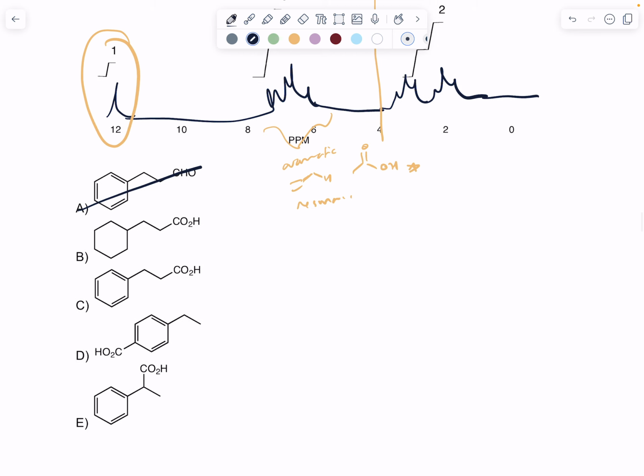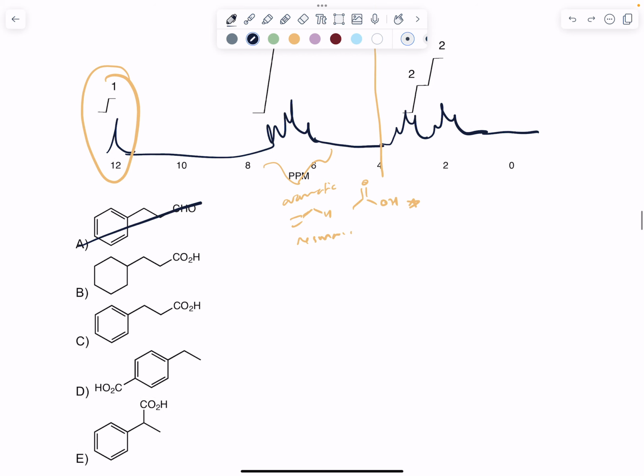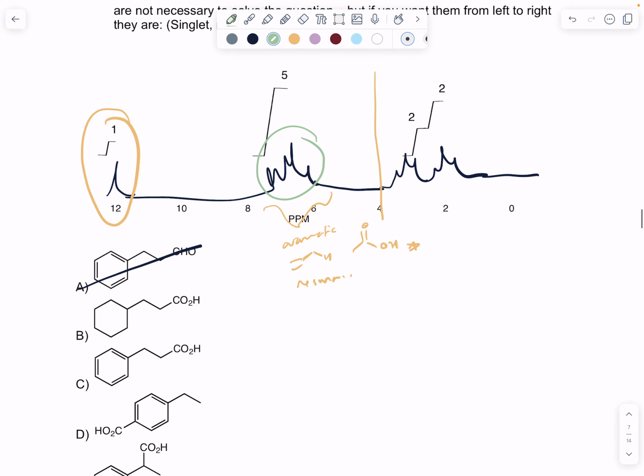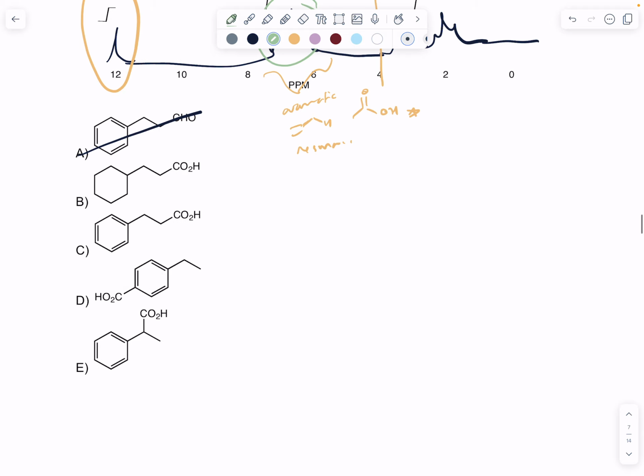And if you don't know off the top of your head that CHO is an aldehyde, where carboxylic acid is CO2H, that's something we talked about in chapter 2 with functional groups, and it's something you should just recognize. So I immediately eliminated one answer just from looking at that peak at 12. And now I'm looking at the peak at 6 to 8, and I'm thinking that's probably an aromatic ring. It has 5 hydrogens on it, so I can get rid of B because there's no aromatic ring there.